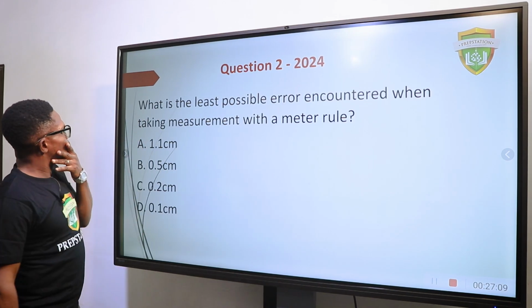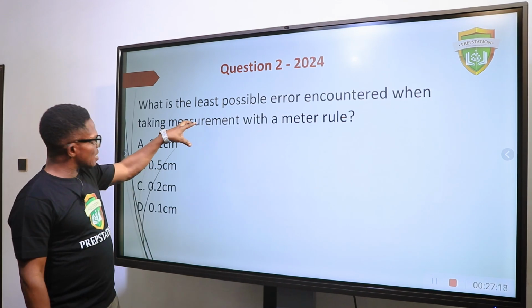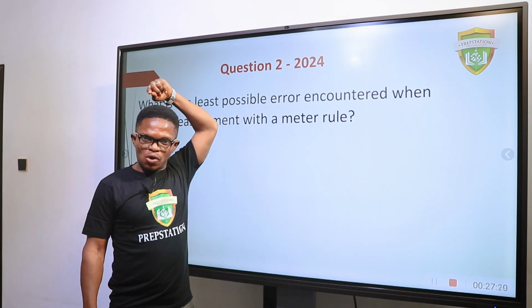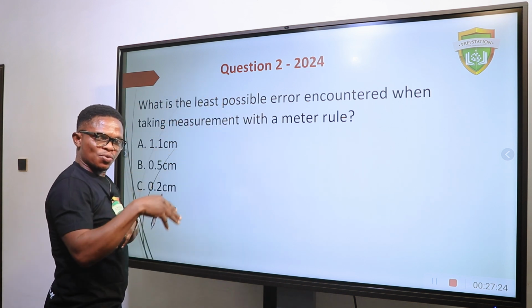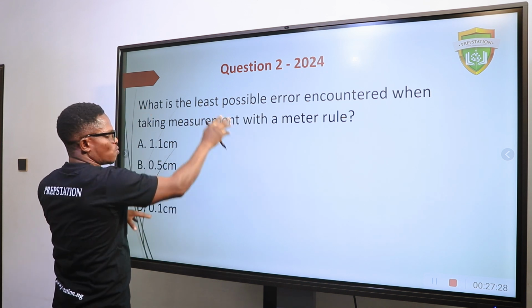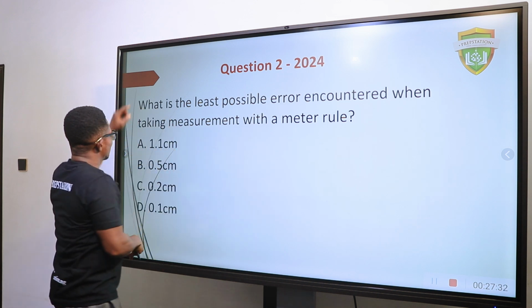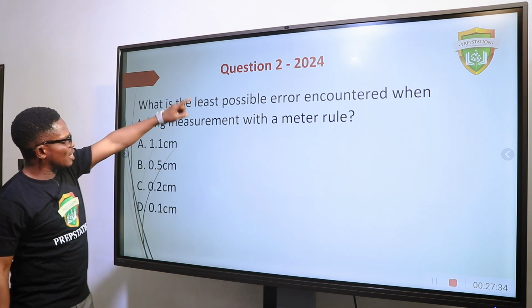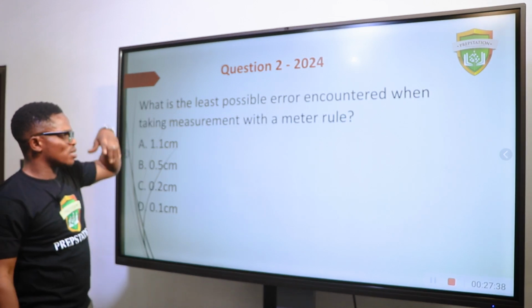Question 2, what is the least possible error encountered when taking measurement with a meter rule? Now, pay attention to this. The pattern of this question is different from the first one, but all is channeled towards what? The reading accuracy. So for those preparing for exam, just be mindful how the question will come. All is towards the reading accuracy.